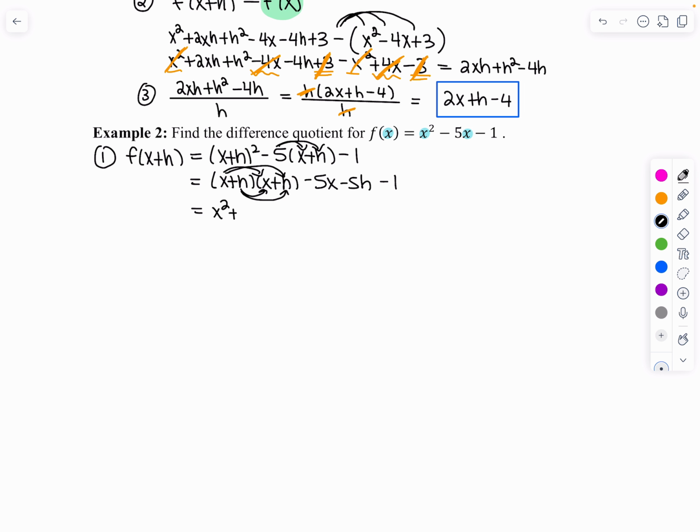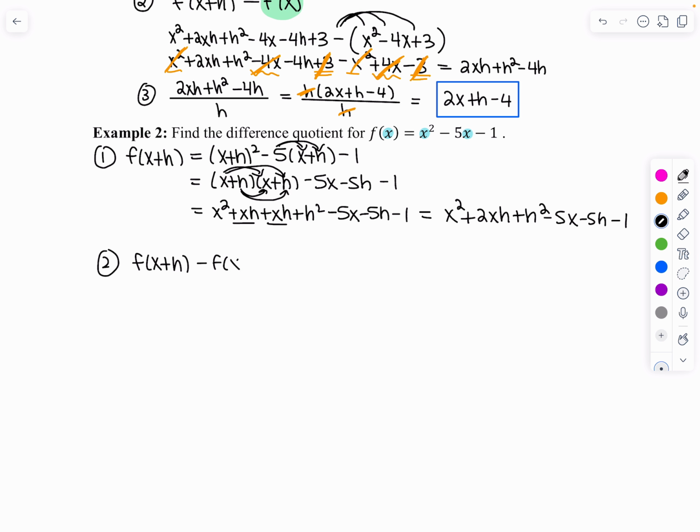So x squared plus xh plus h squared. And I have like terms, so I get this x squared plus 2xh plus h squared minus 5x minus 5h minus 1. Step 1, check. Step 2, subtract from that the original function. So now I'm going to take that whole answer, x squared plus 2xh plus h squared minus 5x minus 5h minus 1, and subtract x squared.